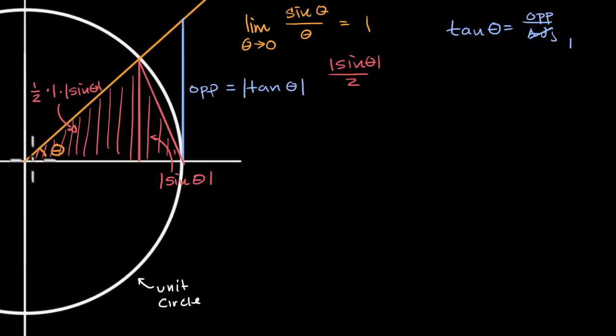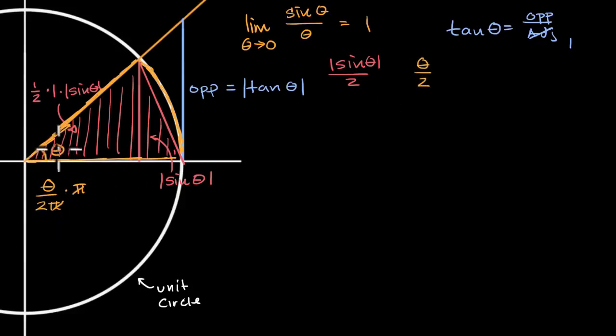Now let's think about the area of this wedge that I am highlighting in this yellow color. So what fraction of the entire circle is this going to be? If I were to go all the way around the circle, it would be 2 pi radians. So this is theta over 2 pi of the entire circle. And we know the area of the circle. This is a unit circle. It has radius 1. So it would be times the area of the circle, which would be pi times the radius squared. The radius is 1, so it's just going to be times pi. And so the area of this wedge right over here is theta over 2.